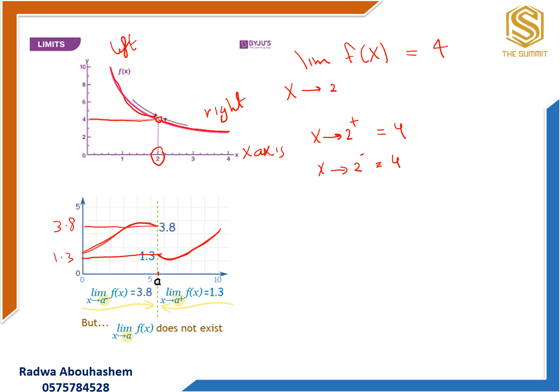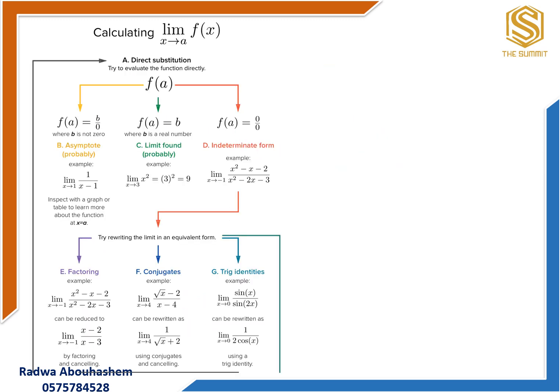So there's a condition here: for the limit to exist, the limit from right must equal the limit from left. We already learned how to solve limits graphically. Let's go to solve it algebraically.